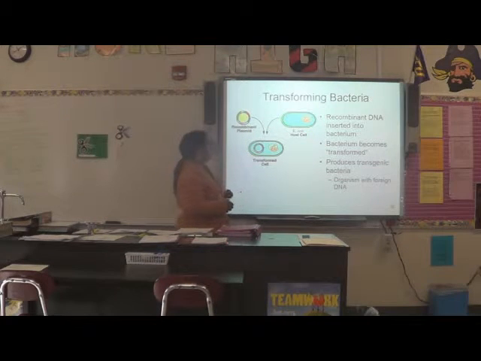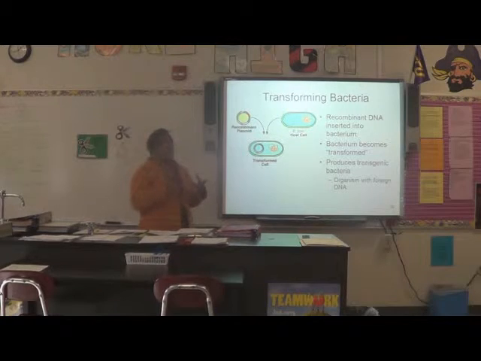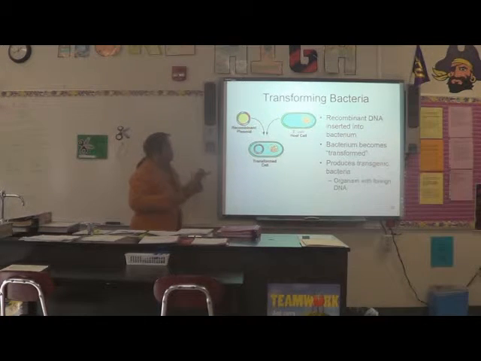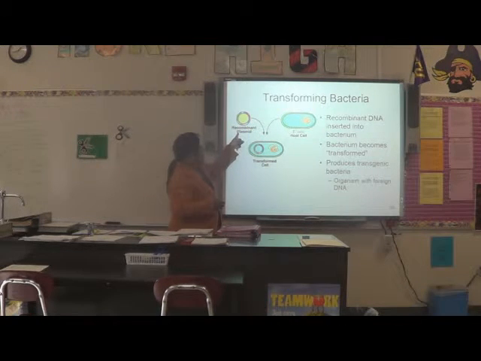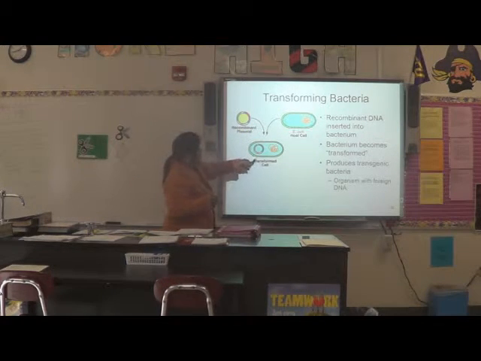So this one is E. coli. And the bacteria becomes transformed, means it changes and becomes something new. And it produces a transgenic bacteria. And the organism is formed with the DNA. So this is what takes place when we cut it and make the recombinant DNA, which means we combine the DNA to make a new plasmid. We insert it back into the host, which results in a transformed cell.